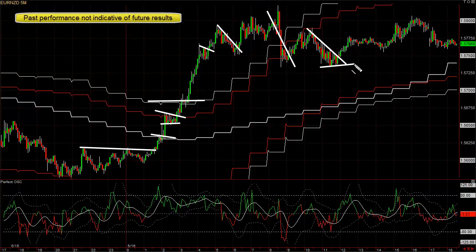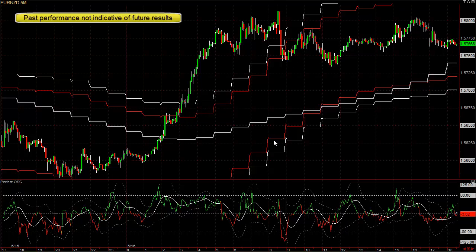This one right here is very high probability because the perfect oscillator is showing a minus 80 level. Anytime that gets to minus 80 and the trend's up, it's a pretty high probability buy, even though these are relatively small 25 pip moves.